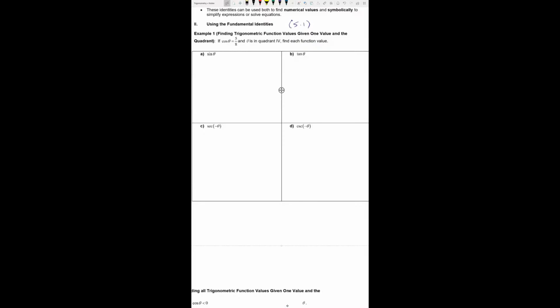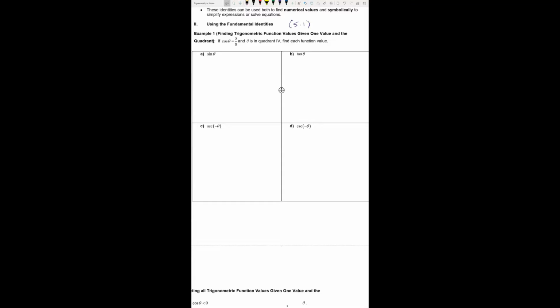Let's take a look at example 1 in section 5.1. If cosine of theta equals 5/8 and theta is in quadrant 4, find each functional value. We've already solved this type of problem thinking of cosine of theta as x over r. So we could draw a triangle with x being 5 and r being 8 in quadrant 4. Once we draw the triangle, we could solve for y and find any of the other functional values.